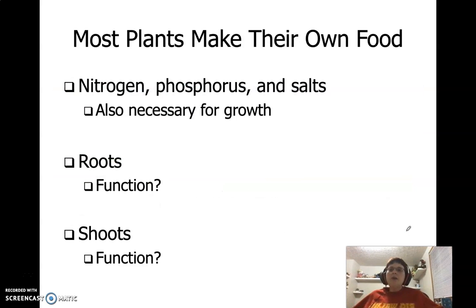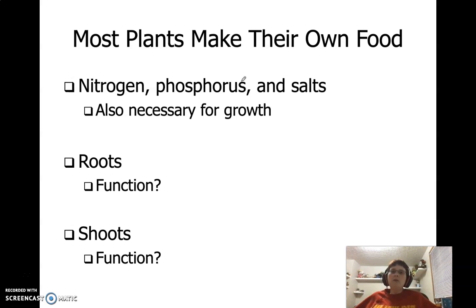Other things we need to go over as far as plants go. Plants do make their own food, mostly. There are some exceptions. There are parasitic plants, the ones that steal food from other plants. Mistletoe is a really good example of this. It's a parasitic plant that steals food from its host.